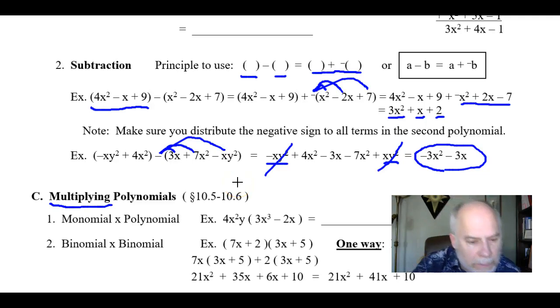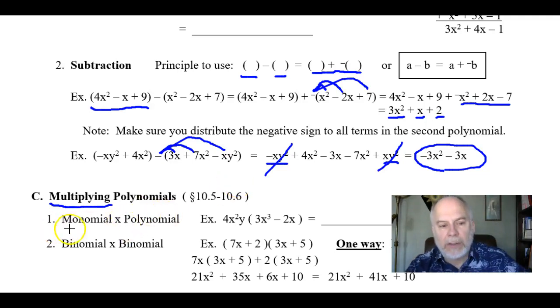Multiplying polynomials, there's a few different cases. You have a monomial times a polynomial. So that's this first example. This is basically distributing, multiplying that monomial times both of the terms in the polynomial. And so we'd have 4 times 3 would be 12. So I have 12.